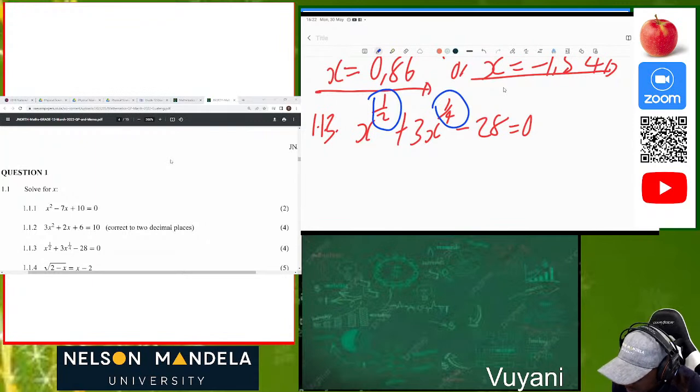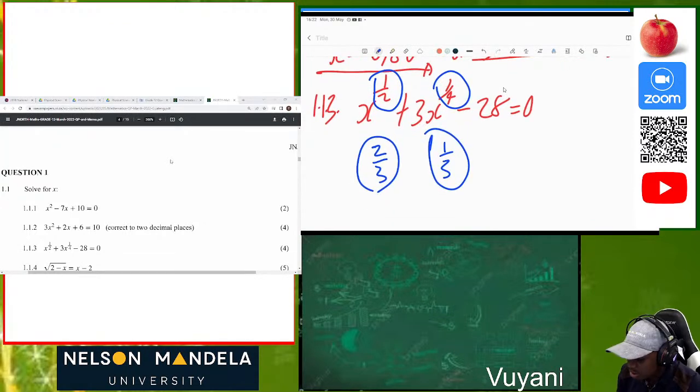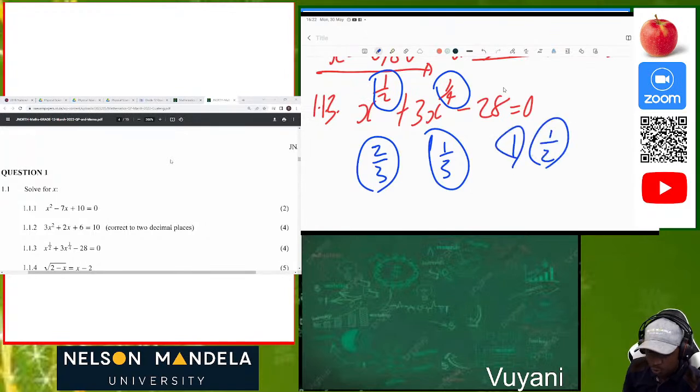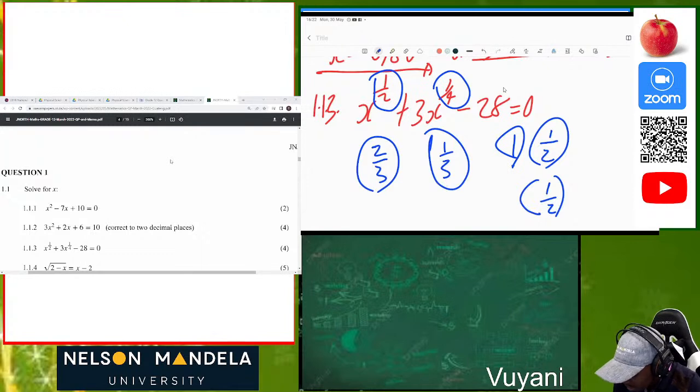Sometimes you'll be given 2 over 3 and 1 over 3. What is the relationship between these 2 exponents? That's something you're supposed to ask yourself. Maybe you are given 1 and 1 over 2. What is the relationship between the two? We know that 1 over 2 is half of 1. We also know that 1 over 3 is half of 2 over 3. Those things are so essential because they will assist you to use what we call the K method.